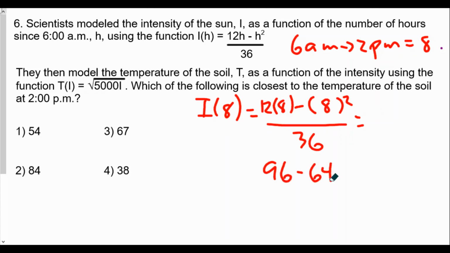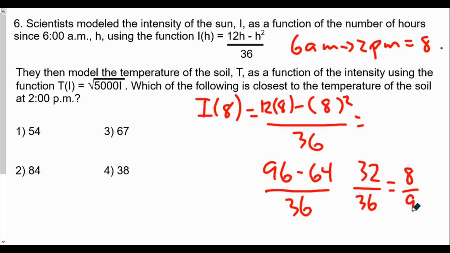Well, so 12 times 8 is 96, minus 8 squared, 64, over 36. And so 96 minus 64 will give us a value of 32 over 36. Okay, and 32 over 36 can be simplified. Again, we can divide the top and bottom by 4, so we get 8 over 9. Okay, so this is the I value that we get.